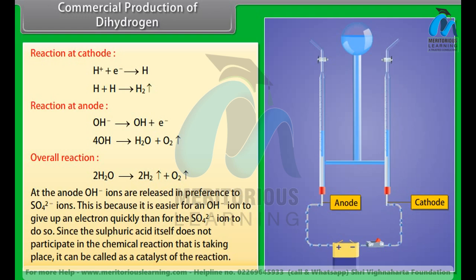At the anode, OH- ions are released in preference to SO4 2- ions. This is because it is easier for an OH- ion to give up an electron quickly than for the SO4 2- ion to do so. Since the sulfuric acid itself does not participate in the chemical reaction that is taking place, it can be called as a catalyst of the reaction.